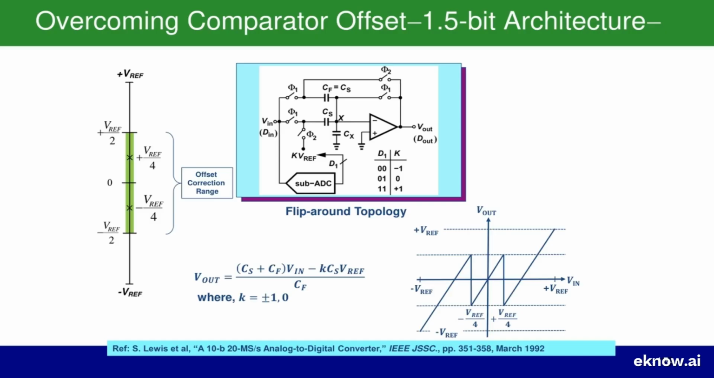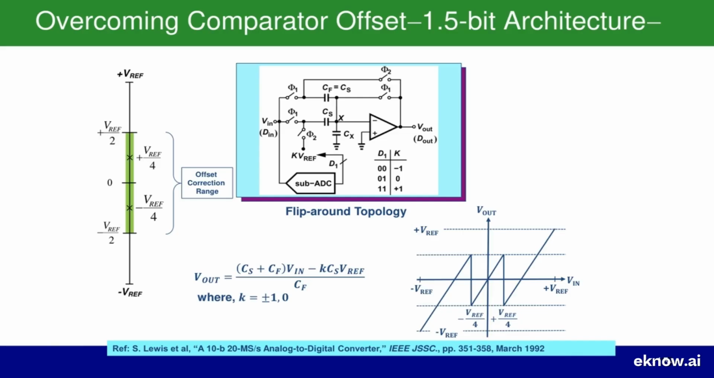The circuit diagram in the middle, called a flip-around topology, is a common switch capacitor implementation that achieves this exact behavior. The sub-ADC makes the decision and provides the digital bits, which then control the DAC portion to add or subtract the reference voltage as needed.